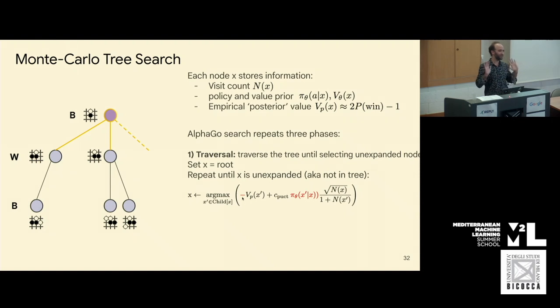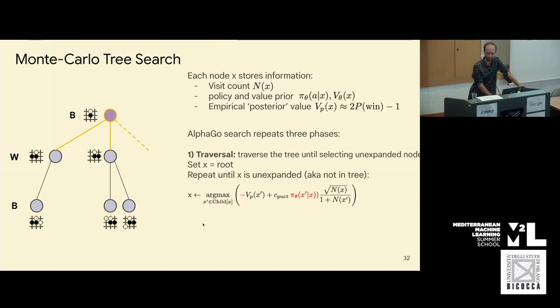You can think, if this is helpful, two-player zero-sum games are the same as regular RL with a discount of minus one. Because what's good for me is bad for my opponent, the discount of minus one makes sure that what's bad for my opponent is good for me and vice versa. All right, so I choose the node. If I was just doing vanilla Q-learning, so to speak, I would just take the argmax of minus vp of x prime. That would be like the SARSA, greedy approach.